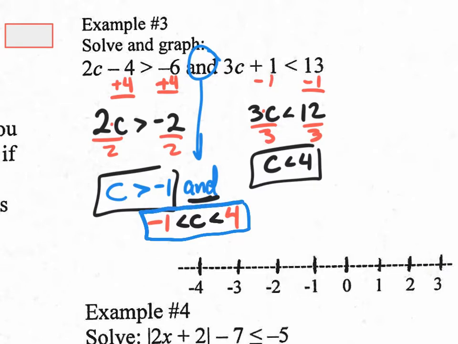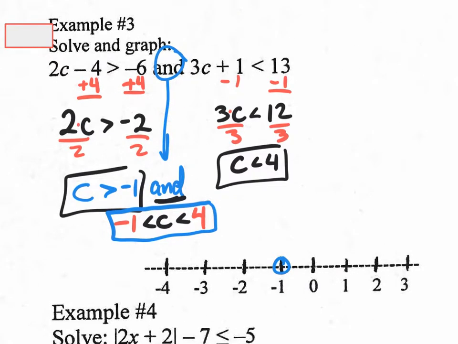Okay. Now let's graph it. Negative 1. It's going to be an open dot at negative 1. It's going to be an open dot at 4. Let's put a 4 right there. And these areas are together.